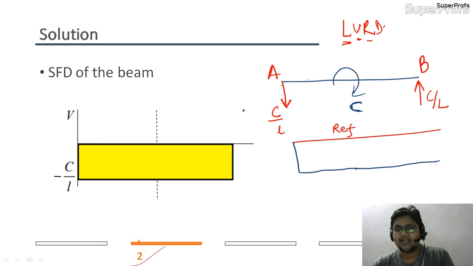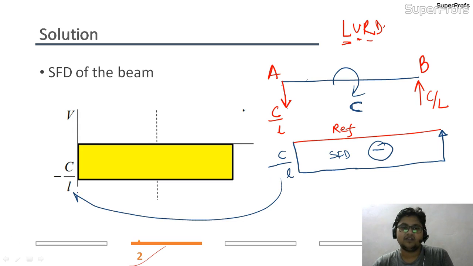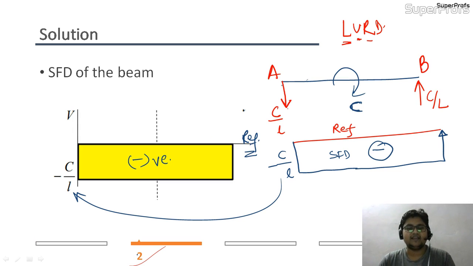It will be constant, and C by L in the upward direction will be like this. So this is the SFD, and the whole diagram is negative, with magnitude minus C by L. You can see from the figure also it is the same thing. It is totally negative because it is below this reference line. The total shear force diagram is below the reference line only.